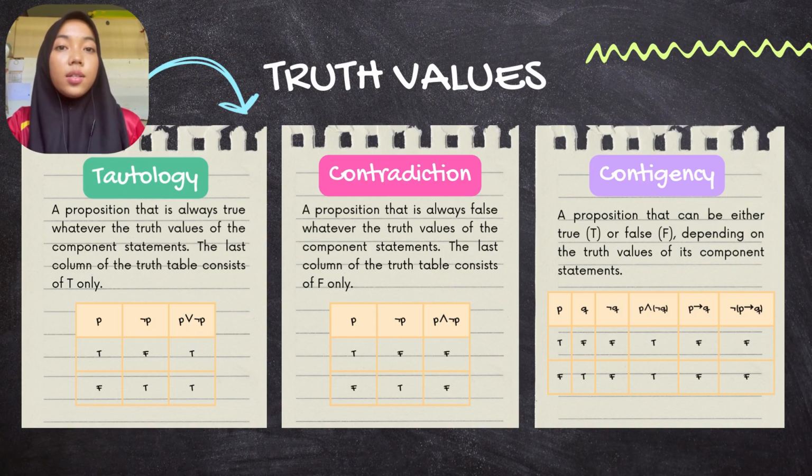Lastly, we have contingency. A contingency is a proposition that can be true or false, depending on the truth values of its component statements. In the truth table, the last column contains a mix of T and F. This means the statement is not always true and not always false. It depends on the situation. To conclude, tautology is always true, contradiction is always false, and contingency is sometimes true, sometimes false. That's all for this slide.